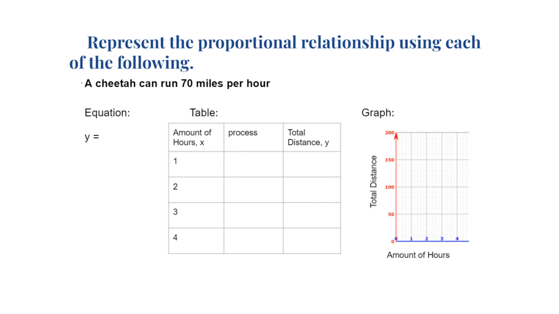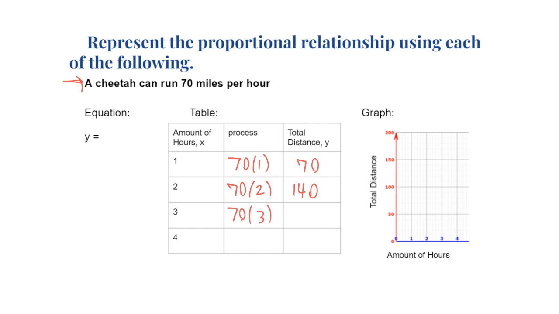The first example we have here says a cheetah can run 70 miles per hour. If we wanted to first fill out the table, we can do that because that might be a little bit easier, and then we can go back and write the equation. So if I have 1 hour, that means I'm going to do 70 times 1, and I get 70. For 2 hours, I would do 70 times 2, and that's 140. 3 hours is 70 times 3.